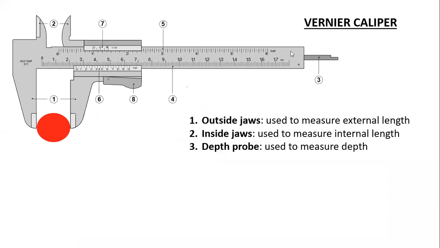So first three are clear. Yeah, Vansh, what is the doubt? Sir, I have a doubt. If a cylinder is closed by the circular side, then how will we measure the internal diameter?